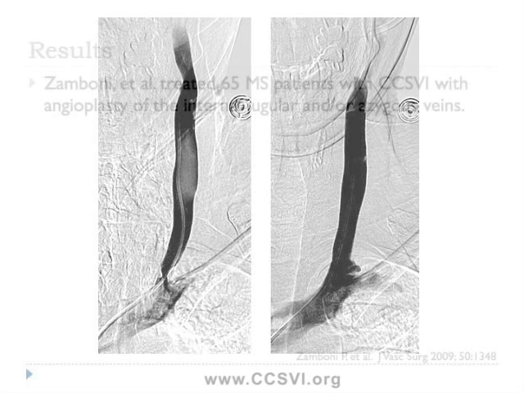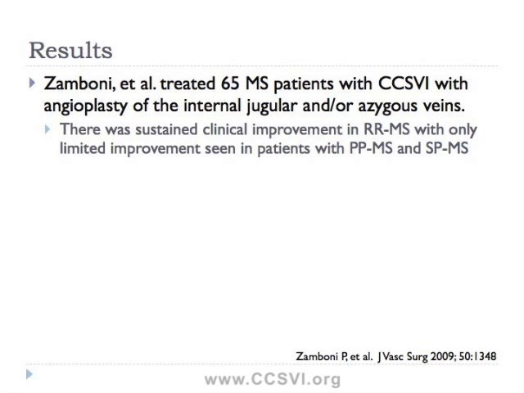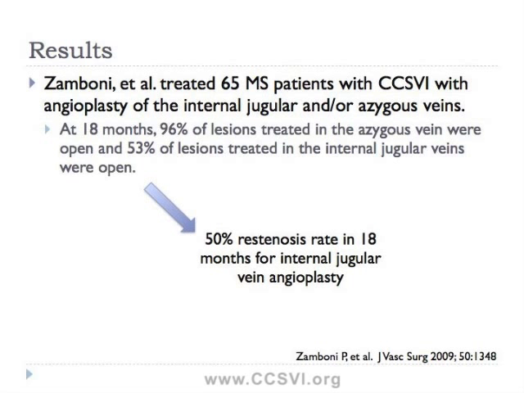You should know that a lot of what we're talking about here is really based on the original work of Zamboni in 2009, which treated 65 patients with CCSVI, and what he found was sustained clinical improvement in relapsing remitting patients but only limited improvements seen in progressive patients. And one of the important things that came out of his work is that at 18 months, only about 53% of the lesions treated in the internal jugular vein were open, and so that's why a lot of people talk about a 50% restenosis rate within 18 months, meaning that the vein may collapse, and that's the common terminology that a lot of people are using. But that's the basis for that word that's getting passed around.